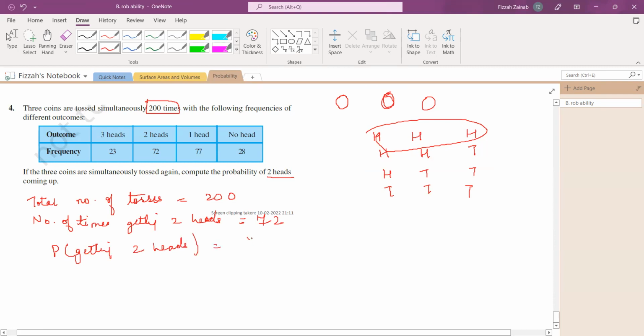So this is happening 72 times. Total tosses are 200. This is the answer. Now you just simplify this. Use the table of 2. So 2 into 3, 36 and divided by 100. So this is going to give you 0.36, right? Or you can do it in fraction also. Only this much is there in this question. Okay, next.